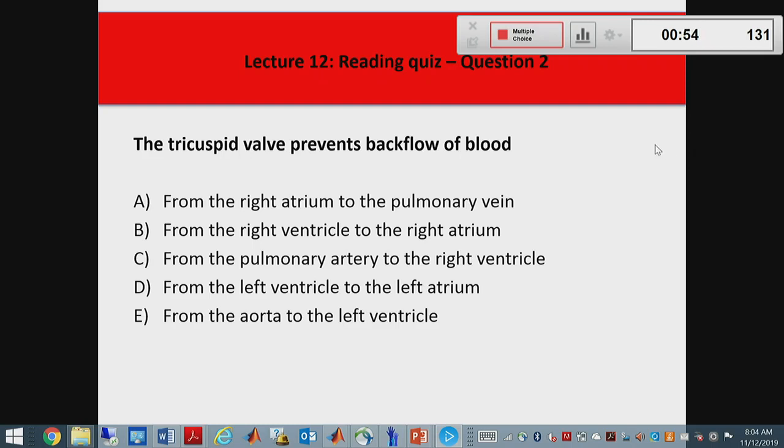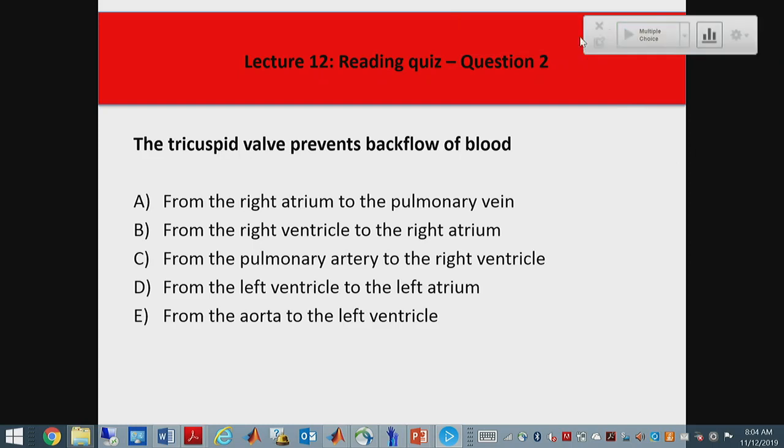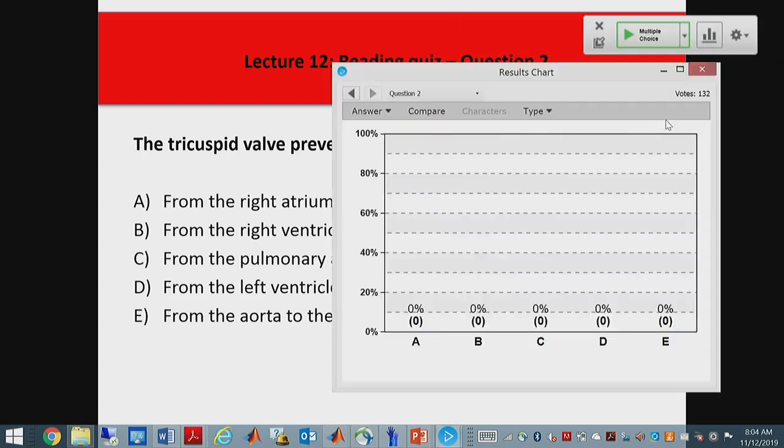Closing in a few seconds. 5, 4, 3, 2, 1, and 0. And the correct answer again is B.